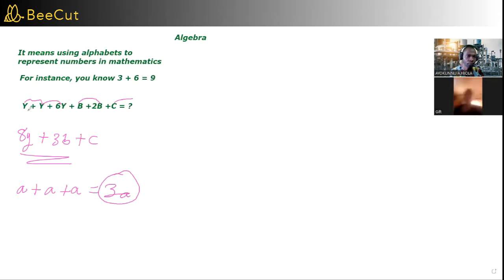So that is why this is a y, this is another y, making 2y, plus 6y, making 8y. Is that clear to you? Yes, sir. And this is 2b plus another b makes how many b? Yes, 3b. Then c has no c to be added to. So that is what algebra is all about.